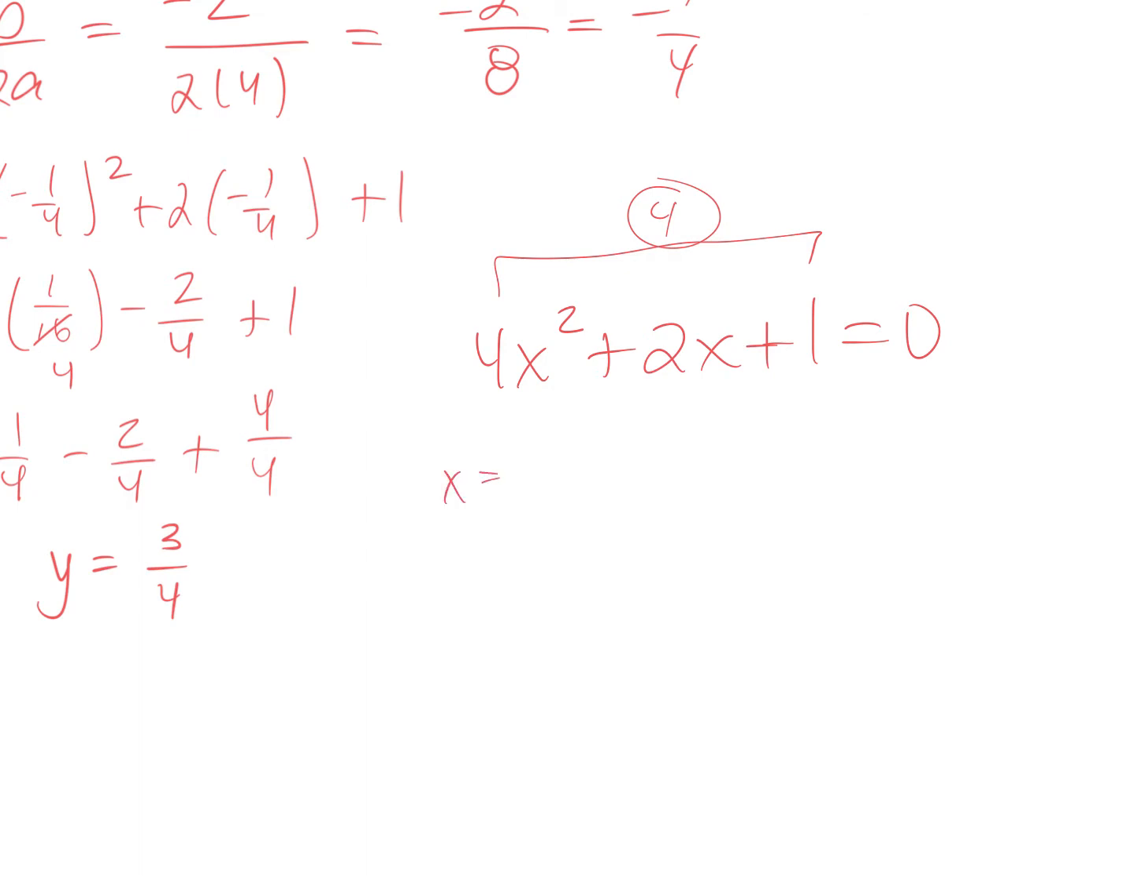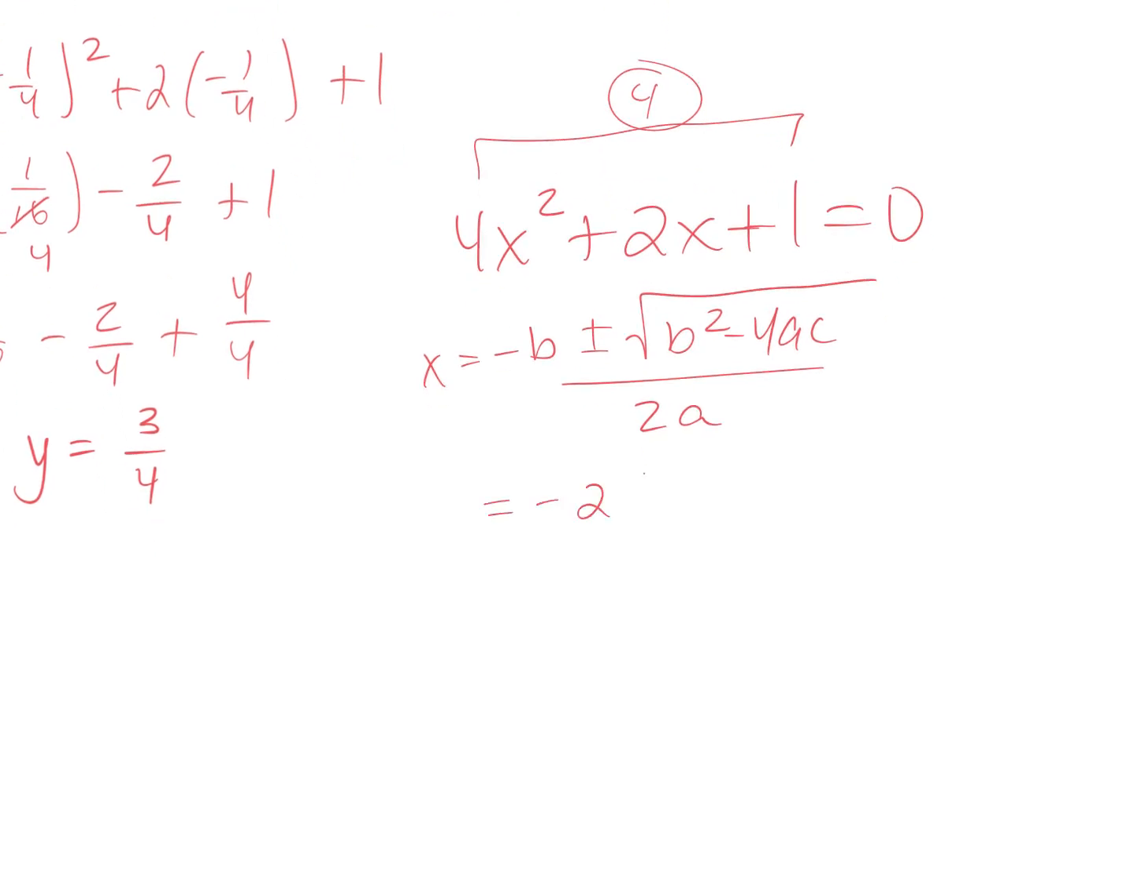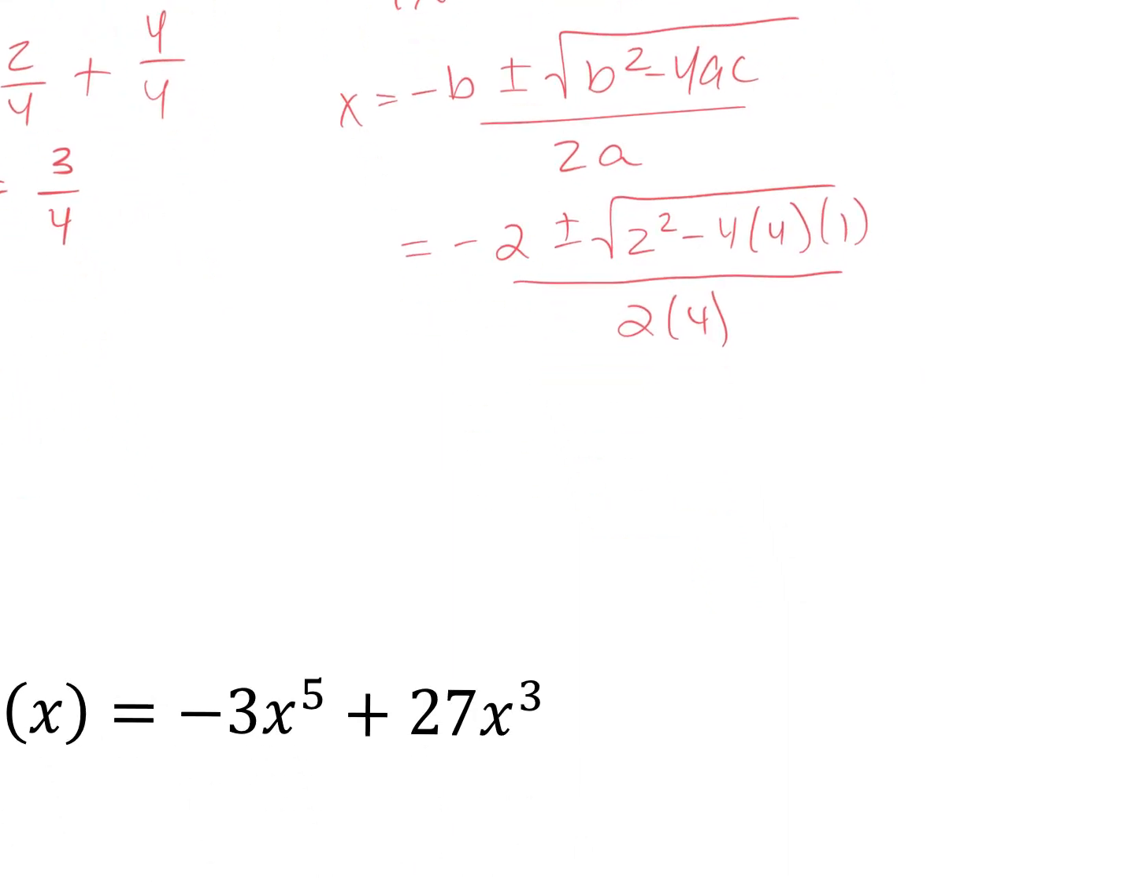So I have x equals negative b plus or minus square root of b squared minus 4ac all over 2a. So I have negative 2 plus or minus 2 squared, minus 4 times 4 times 1, all over 2 times 4. Everybody with me? All right, so I have negative 2 plus or minus. What's 2 squared? 4 minus 16 over 8. Anybody notice anything?